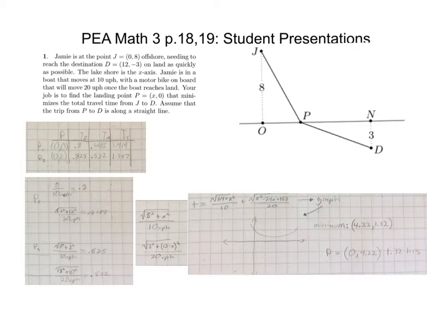Okay, so this is page 19, number 1. Jamie is at the point J equals (0, 8) offshore, needing to reach the destination D (12, 3) on land as quickly as possible. The lake shore is on the x-axis. Jamie is in a boat that moves at 10 units per hour with a motorbike on board that will move 20 units per hour once the boat reaches land. Your job is to find the landing point P equals (x, 0) that minimizes the total traveling time from J to D. Assume that the trip from P to D is along a straight line.